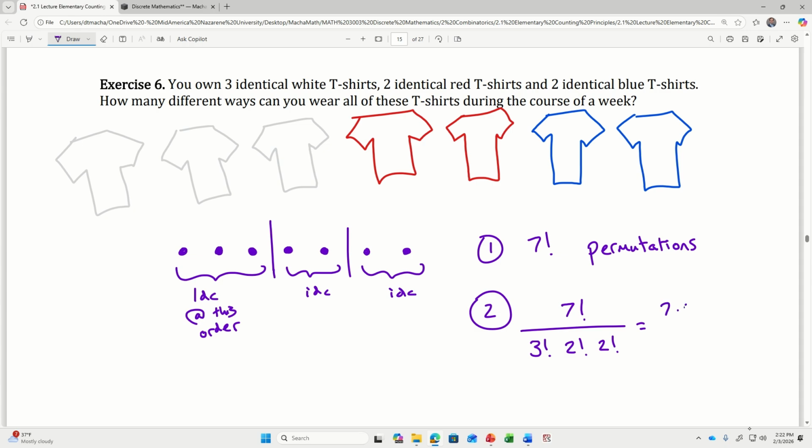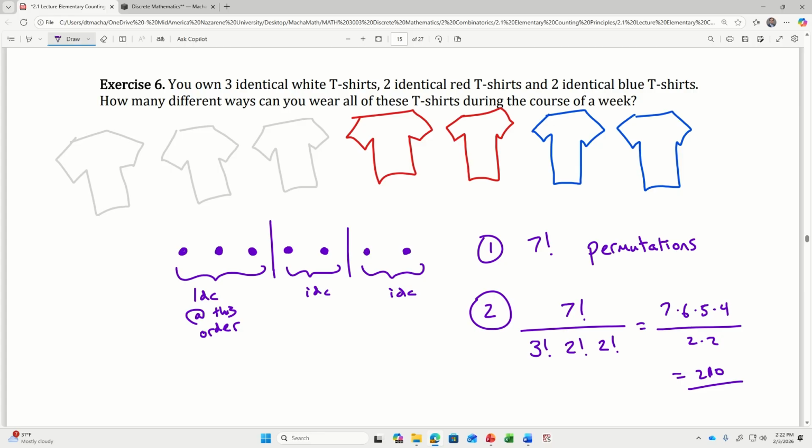So again, this would be 7 times 6 times 5 times 4, and the 3 factorial cancels, divided by 2 times 2, and 7 times 6 times 5, it's 210 again. What a coincidence. But you see what's happening.